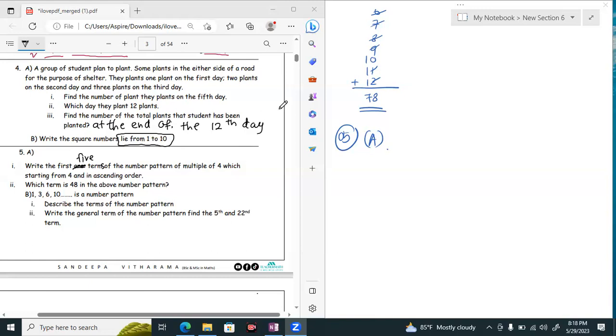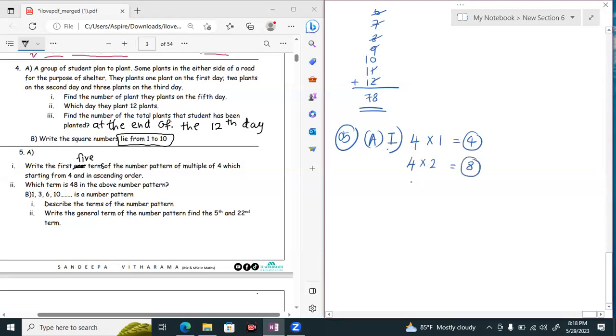For part A, the first question, you should have written the first 5 multiples of 4. They are 4 into 1, 4. Actually, it is enough to write 4, but I am showing you how I obtain this. 8, 4 into 3, it's 12. 4 into 4, it's 16. 4 into 5, it's 20. If you wrote 4, 8, 12, 16, 20, that is enough. Okay?